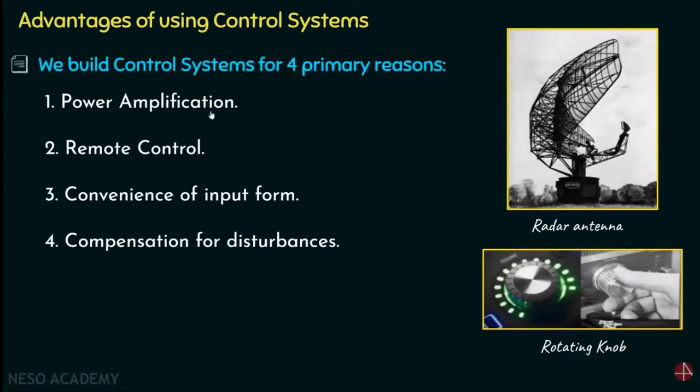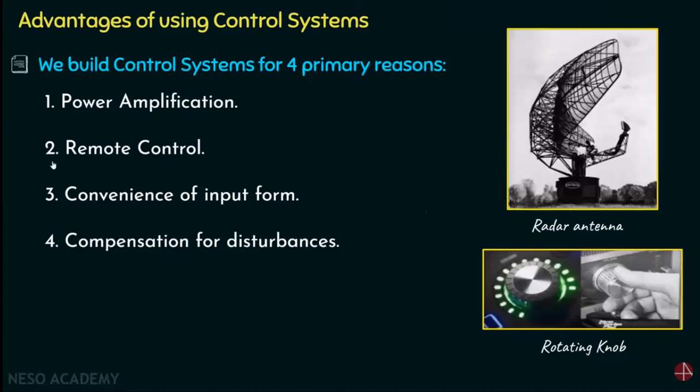Let's move on to the second reason, which is remote control. Again, whenever we need to rotate this radar antenna, we use rotating knob. And this rotating knob is like a remote control element for this radar antenna. We can have one more example, a remote controlled robotic arm that can be used to pick up materials from a radioactive environment. So the control systems are also useful in remote areas. In this way, we are done with the second reason.